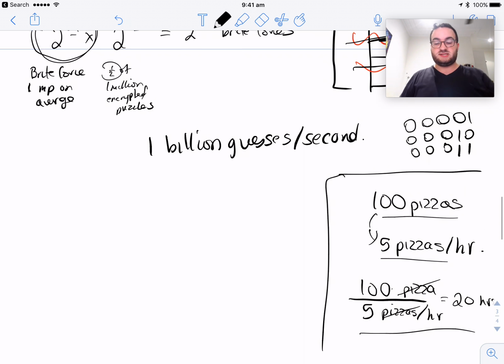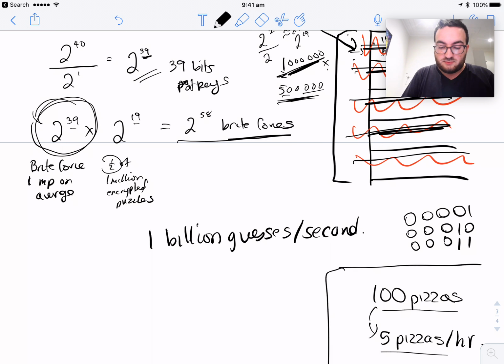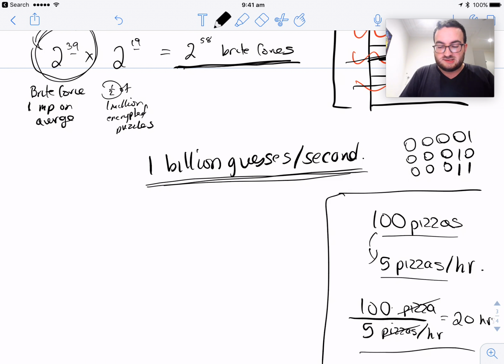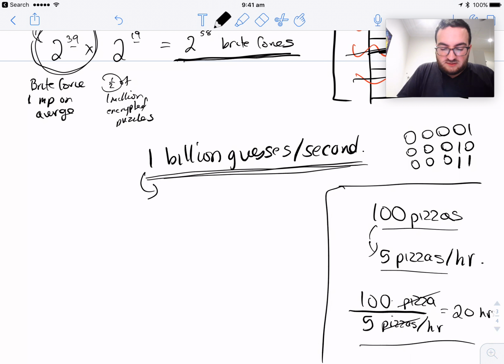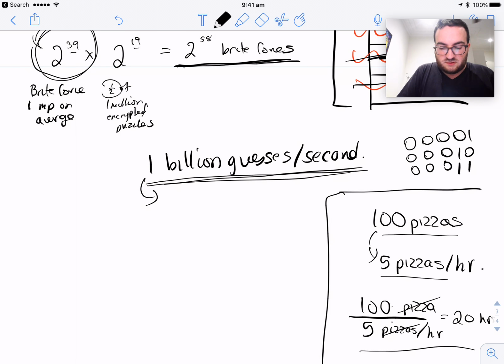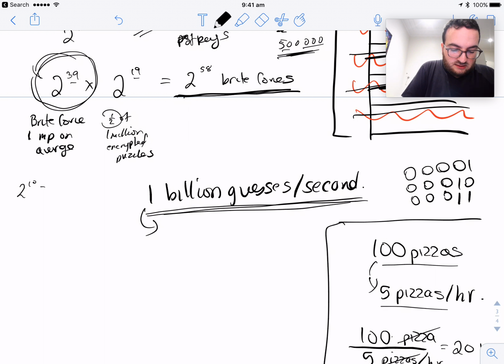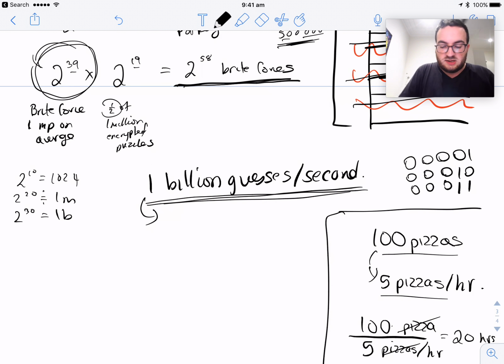It's exactly the same when you're brute forcing things. Like I said up here, we have 2 to the 58 brute forces to do, and we can do 1 billion guesses per second. So 2 to the 58 pizzas, and 1 billion pizzas can be eaten a second. Let me rewrite this 1 billion as a power of 2. We know that 2 to the 10 is 1024, 2 to the 20 is approximately 1 million, and 2 to the 30 is approximately 1 billion. So I can rewrite this as 2 to the 30 guesses per second.